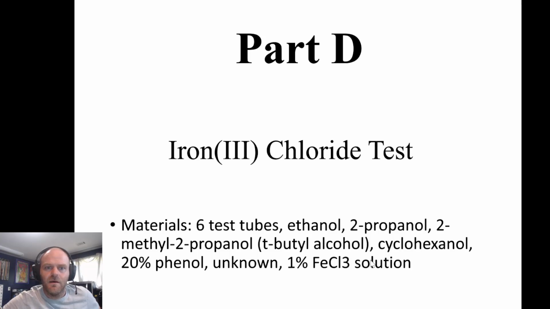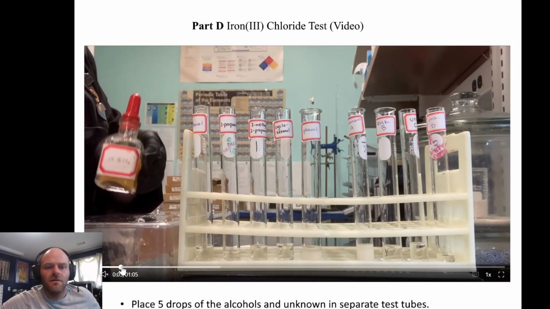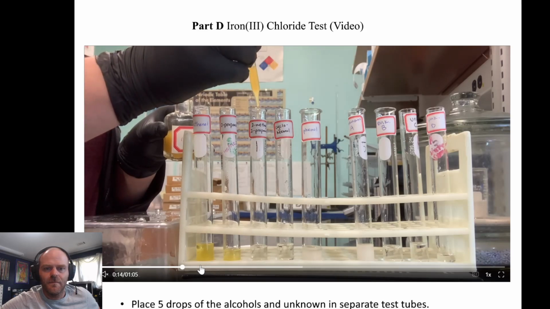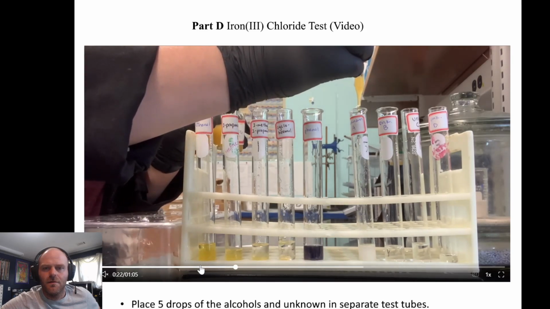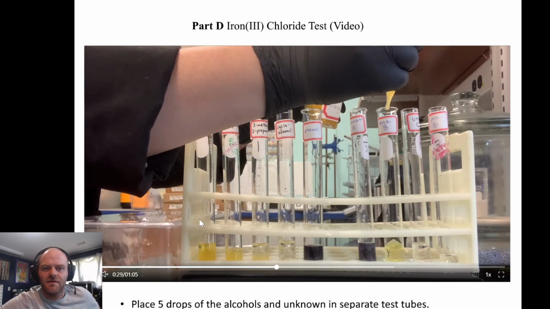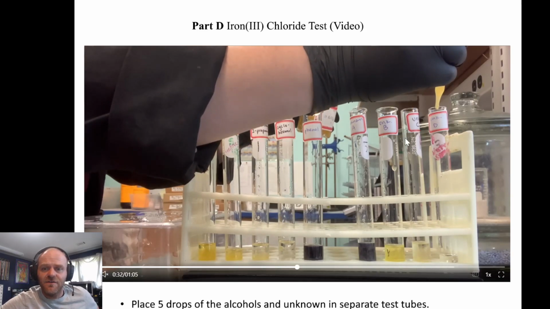Part D is an iron chloride test, and Jamie will add 5 drops of the iron chloride solution to each, and then you will record your observations based on each test. All right, that's all we need to see: ethanol, 2-propanol, 2-methyl 2-propanol, cyclohexanol, phenol, and unknown A. All right, so record your observations, and that should get you through everything in the lab.